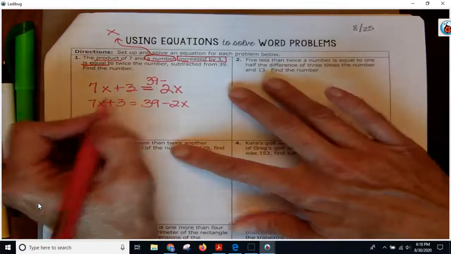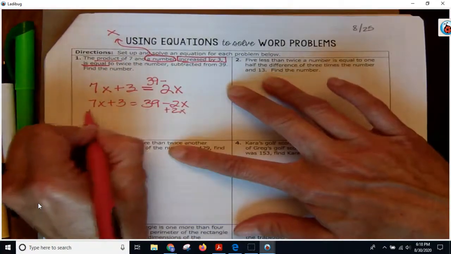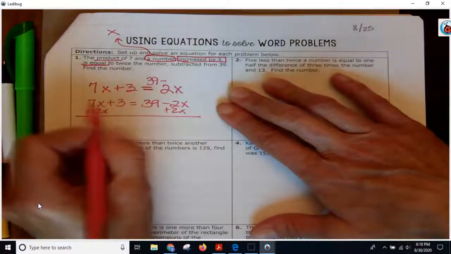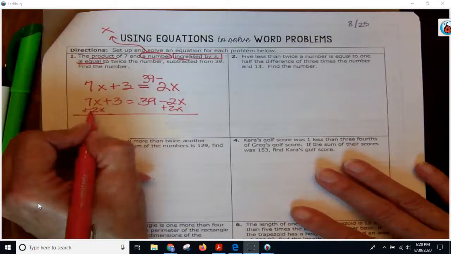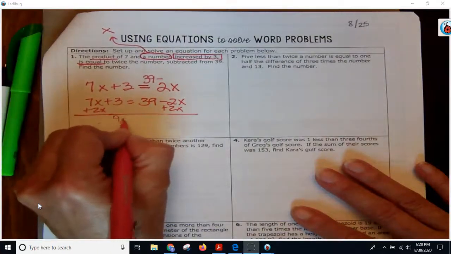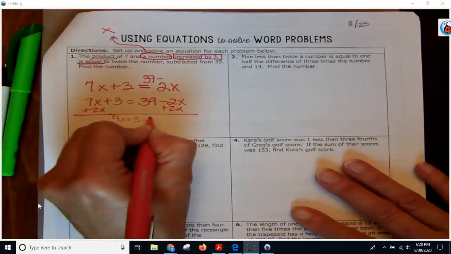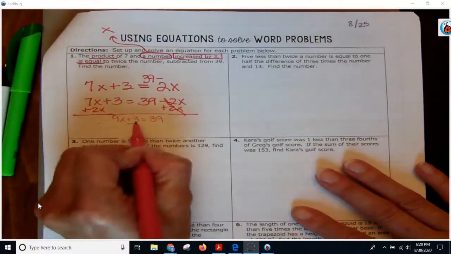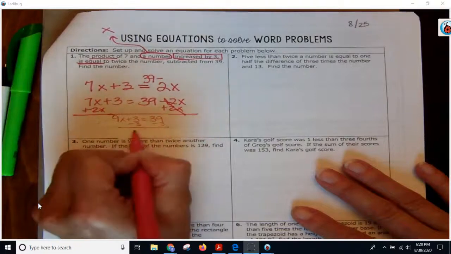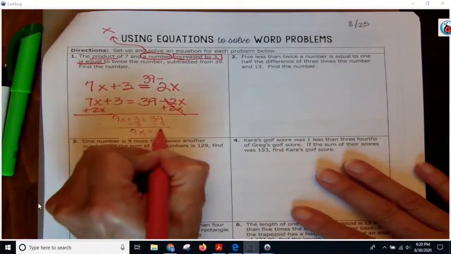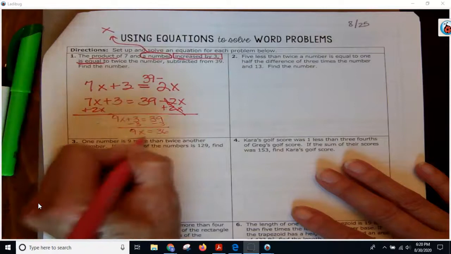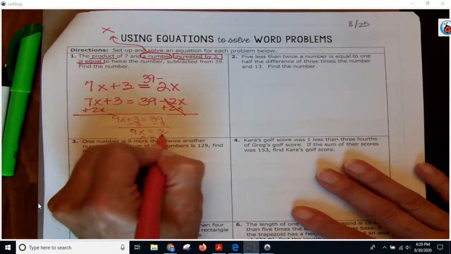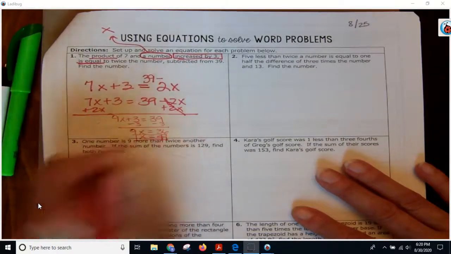So we're going to add 2x. And 7x plus 2x is 9x plus 3 equals 39. We created a 0 pair here, so those cancel each other out. Subtract 3. 9x equals 36. Divide both sides by 9 and you get x equals 4. So the mystery number is 4.